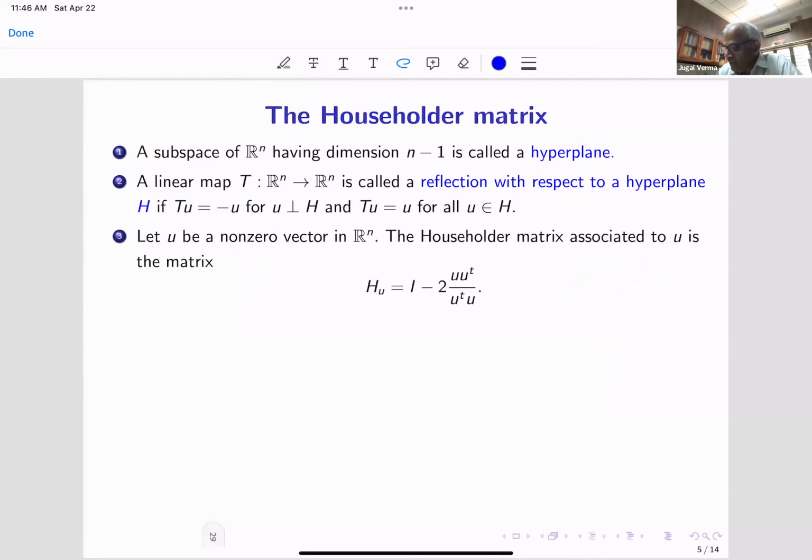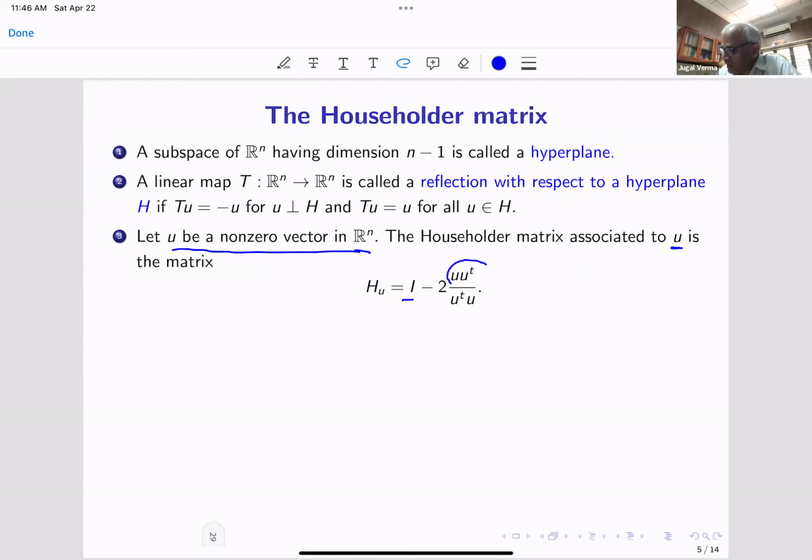Okay, so we want to understand what is the matrix of this reflection with respect to a hyperplane. And this has a very neat formula. So suppose I have a non-zero vector U in R^n, then we define the Householder matrix associated to this non-zero vector U to be the matrix which is identity minus two times U U transpose.